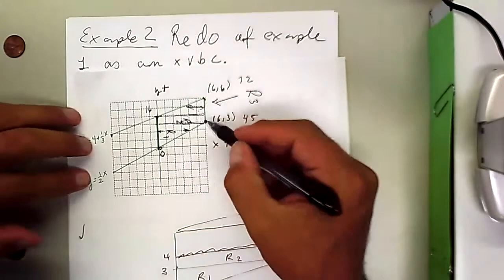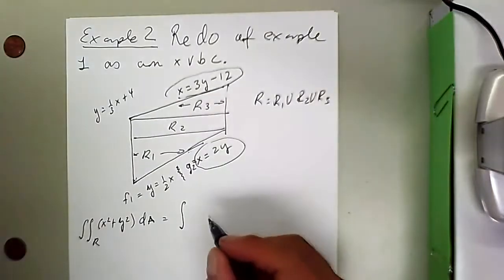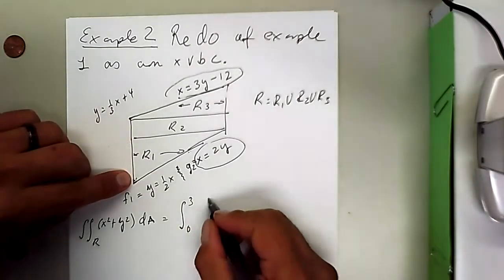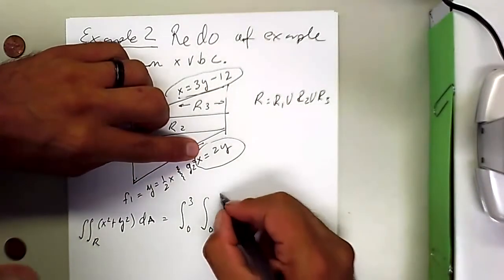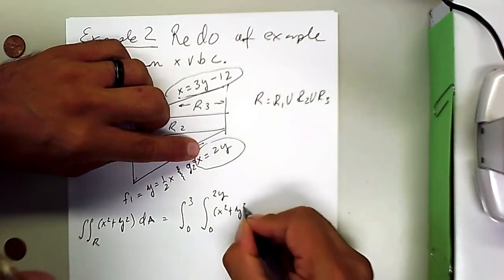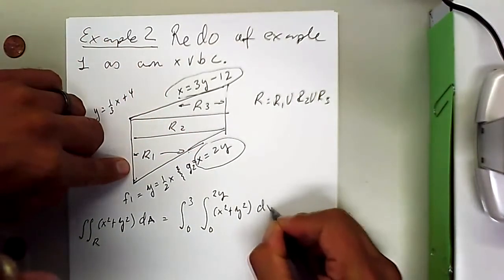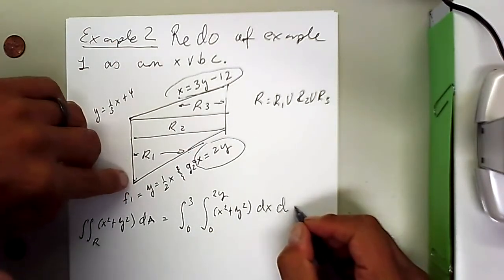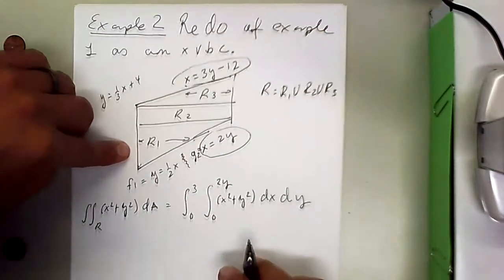So we go from 0 to 3, and then from 0, the 0 function, to a variable x, of x squared plus y squared. We're integrating with respect to x first, and then with respect to y, because y goes from 0 to 3. That's just for region 1.